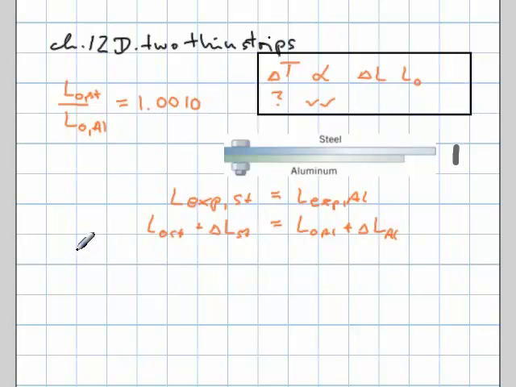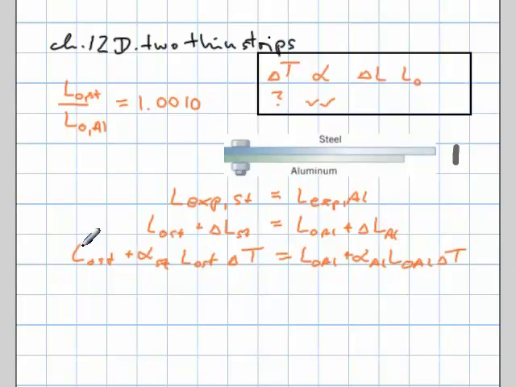I'm going to write this one here down again, L0 steel. And now the delta L for the steel I'm going to write as alpha steel, and finally, that one I do know, times the original length of the steel times the delta T, and that equals the original length of the aluminum plus the alpha of the aluminum times the original length of the aluminum times delta T. Okay, let's see where that leads us.